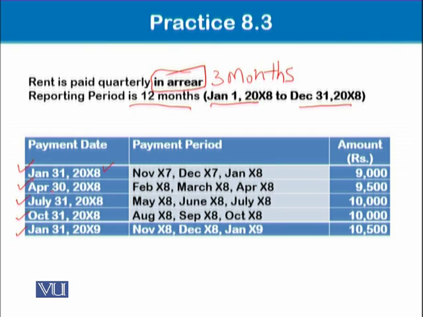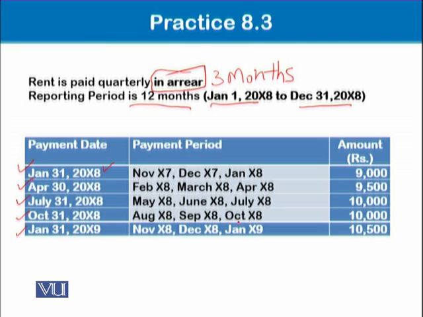Then we paid on 30th April, covering February 8, March 8 and April 8, 9,500. Then July 31st, 2008, we paid 10,000, which covers May, June and July. And then on 31st October, we paid 10,000 for the months of August, September and October. And then on 31st January 2009, we paid for November, December and January.